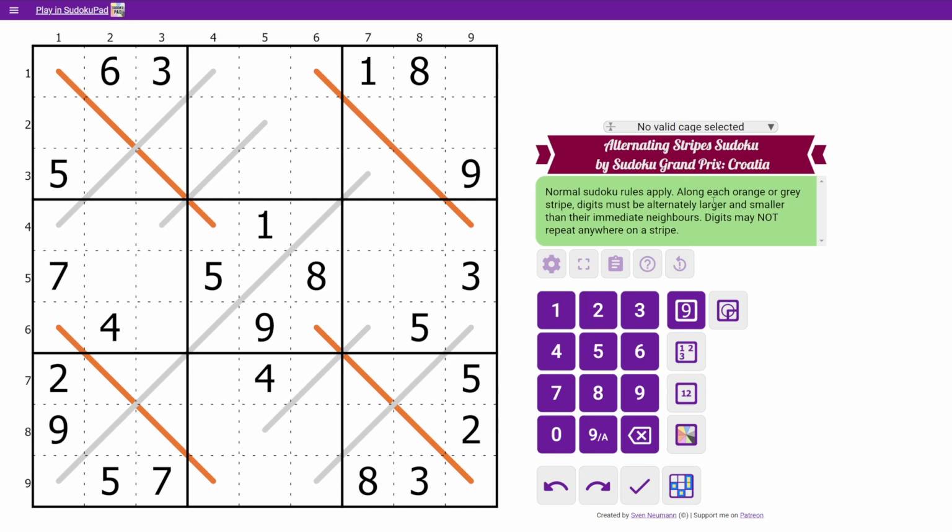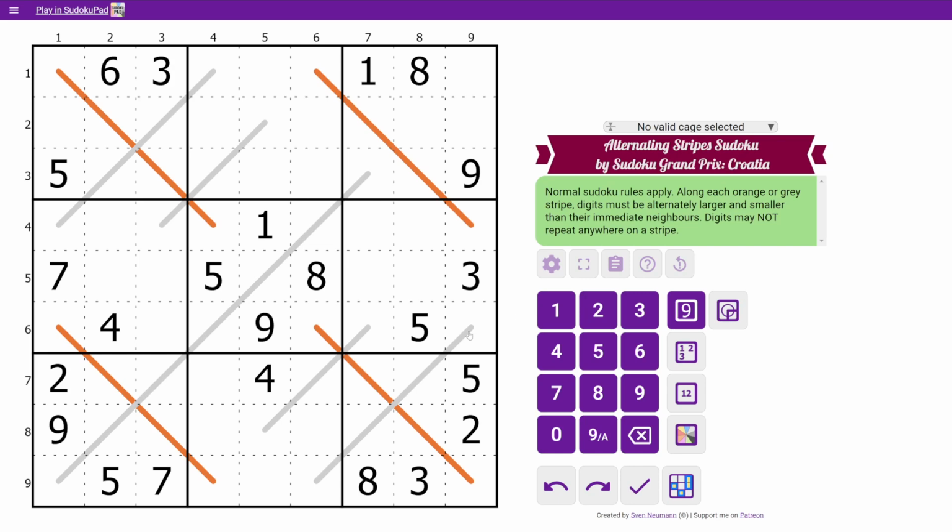Normal Sudoku rules apply. That is 1 through 9 in every column, row, and 3x3 box. Along each orange or gray stripe, digits must be alternately larger and smaller than their immediate neighbors. Digits may not repeat anywhere on a stripe. Digits must be alternately larger and smaller than their immediate neighbor. What?